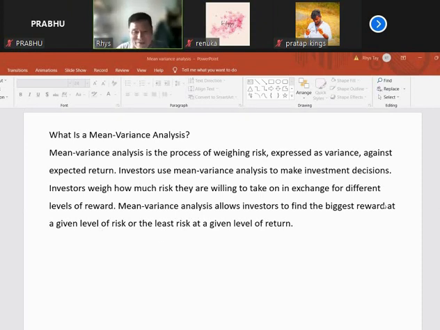If you talk about money-wise, then this is the best formula for it. Just a short one. So here it says, mean variance analysis allows the investor to find the biggest reward at a given risk and the least risk at a given return. So you put $10, in 1 year you can get $12, right? So that is the return that you see, the possible return.